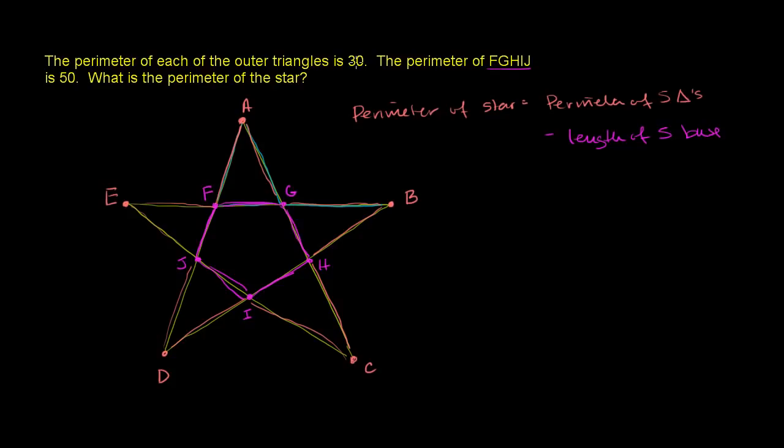So what's the perimeter of the 5 triangles? Well, the perimeter of each of them is 30. So the perimeter of 5 of them is going to be 5 times 30, which is 150. Now, we want to subtract out the lengths of their 5 bases. The lengths of their 5 bases, if we add them up, is the exact perimeter of this inner pentagon right over here. So this inner pentagon has a perimeter of 50. That is the sum of the 5 bases. So the perimeter of the star is going to be 150 minus 50, or 100. All we did is take the perimeter of all the triangles, subtract out these bases, which was the perimeter of the inner pentagon, and we're done.